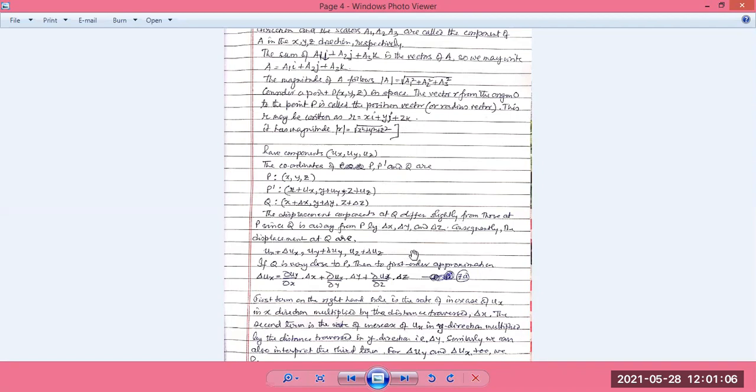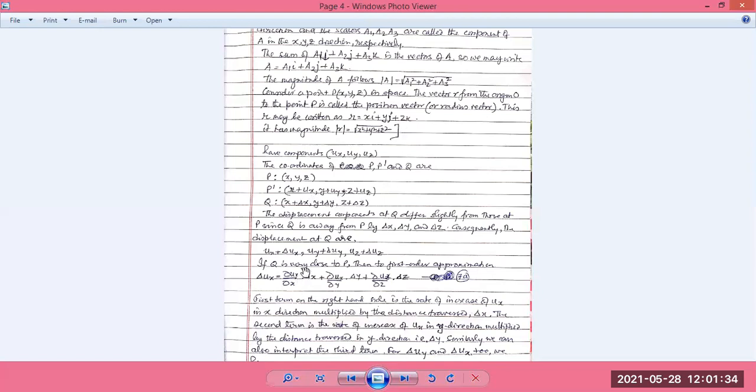So the displacement of Q is also not equal to q. It will be Q dash, which will be given as ux plus delta x, uy plus delta y, uz plus delta z. Meaning this ux is added by an increment delta x, uy is added by an increment delta y, and uz is added by an increment delta z itself.